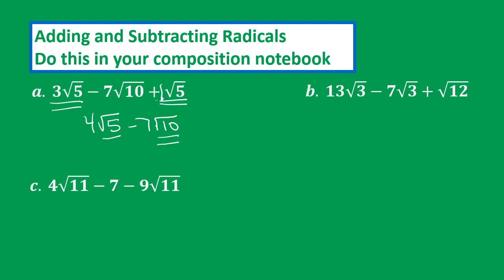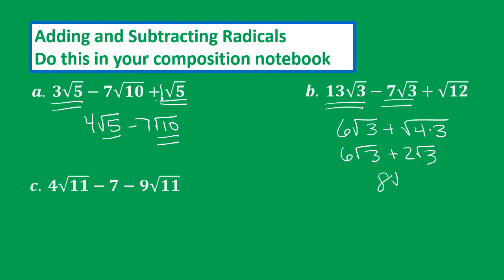All right, in example B, I look at what I can combine, and I can combine like terms. So I have 13 square root of 3's and 7 square root of 3's, and I'm subtracting them, which will leave me with 6 square root of 3's. And then I will add the square root of 12. The square root of 12 is really 4 times 3. So now I have 6 square root of 3 plus 2 square root of 3, which is 8 square root of 3.